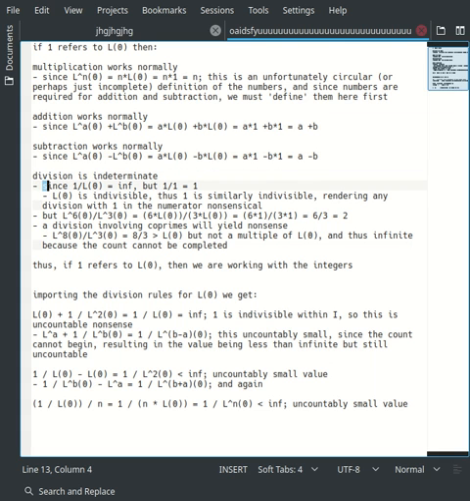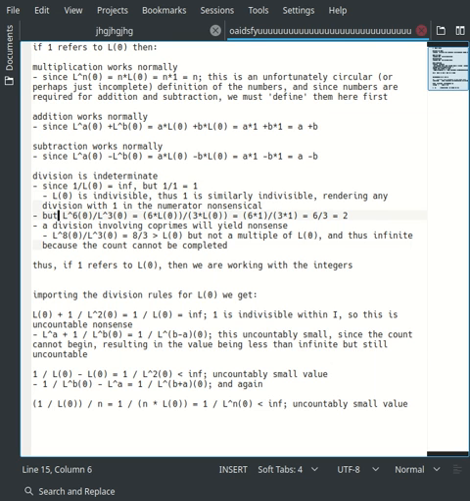Because we have by definition that 1 on L naught is infinite, but also 1 on 1 is 1. So we end up with this problem. What does this mean? What's going on here? Well, what's going on here is that L naught is indivisible. Thus 1 is similarly indivisible, rendering any division with 1 in the numerator nonsensical. So, yeah, that's where that's coming from. When you think it through fully, it does make sense that we're having a problem here, right? It's an unfamiliar problem, but it makes sense that it's there.